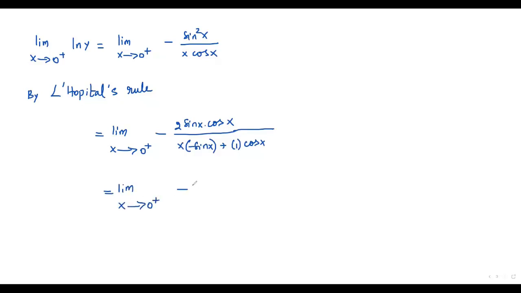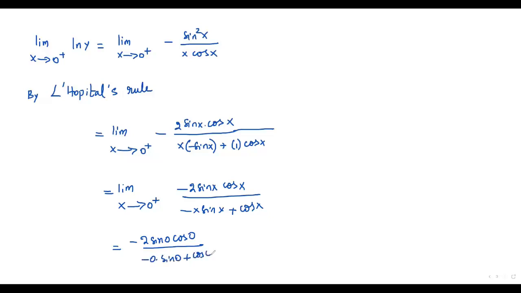Okay, let me complete this simplification. Negative 2 times sin x times cosine x over x times negative sin x will be negative x sin x, positive 1 times cosine x is cosine x. So we have the trigonometric ratios in terms of sin x and cosine x, so you don't have to do further simplification. I can apply the given limit 0 for x. So when I do so, I'll be getting negative 2 times sine 0 times cosine 0 over negative 0 times sine 0 positive cosine 0.